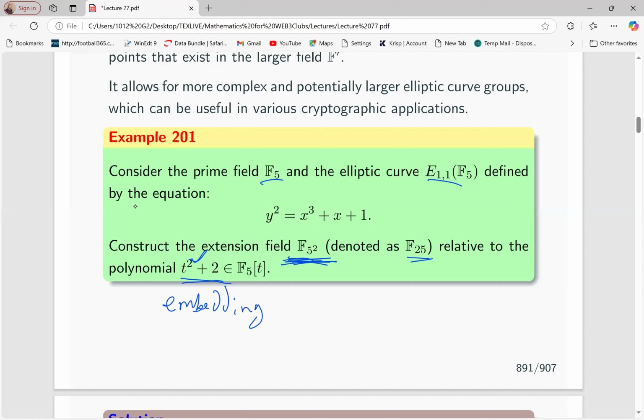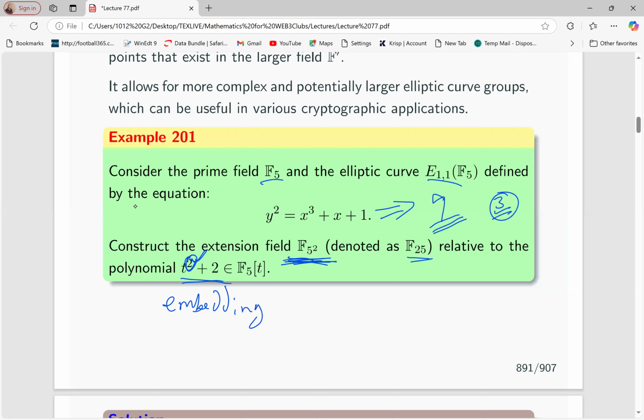It becomes easier. And how did I come up with this power? After discovering that this one has 9 points, I ask myself, what is the divisor of this? And the divisor of this is 3. Then I find the embedding degree.